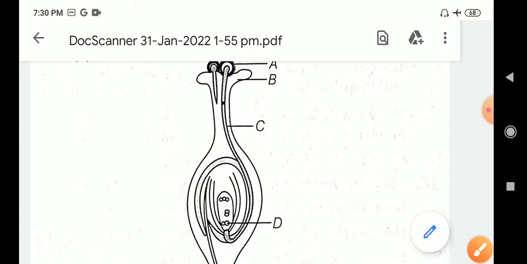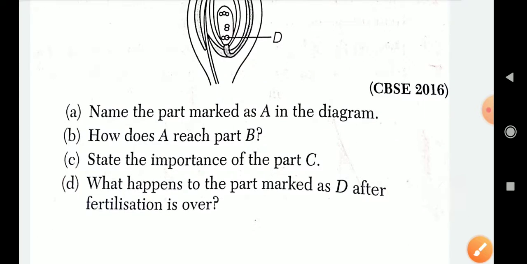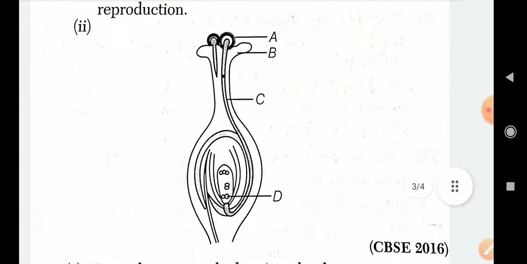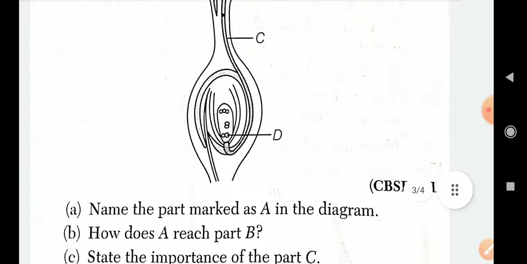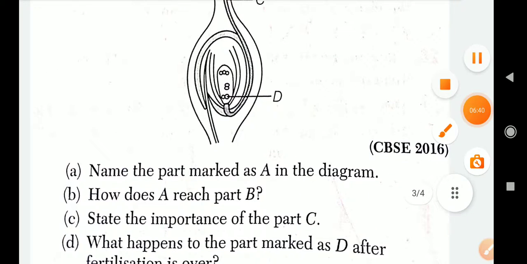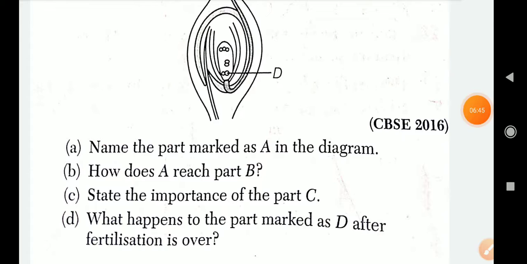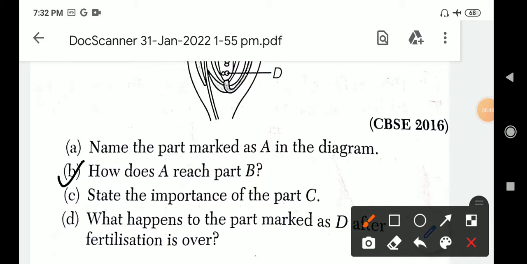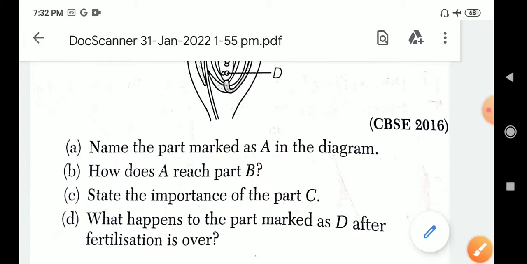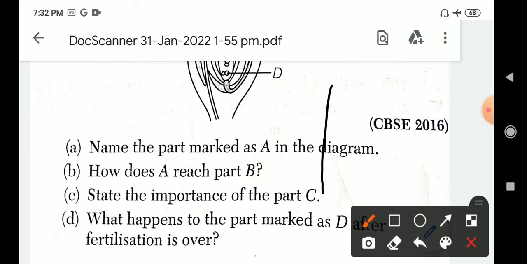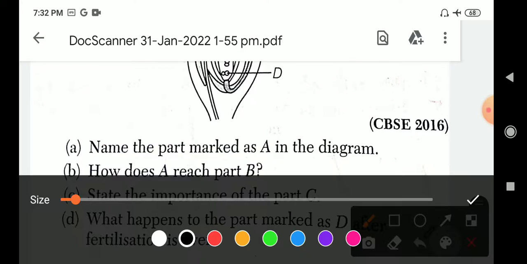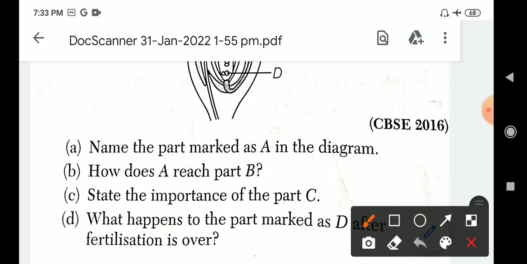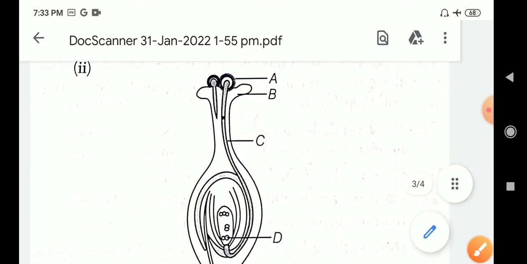Now next question. State the importance of part C. So what is part C? Just wait. Okay, once again see question number B. It only asked how pollen grains reach part B. So we know about the process of pollination. Due to the process of pollination, they can move and reach up to the part. Sorry, I need to take this up.